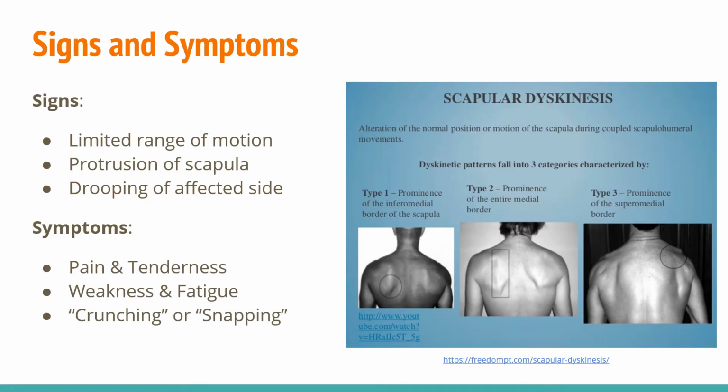Some signs and symptoms of scapular dyskinesis include limited mobility of the shoulder, visual deformities, as you can see in the pictures to the right, which include Type 1, Type 2, and Type 3, as we discussed earlier. This also includes drooping of the shoulder, and the symptoms include tenderness, pain, increased muscle weakness, and noises during movement, such as crunching or snapping.